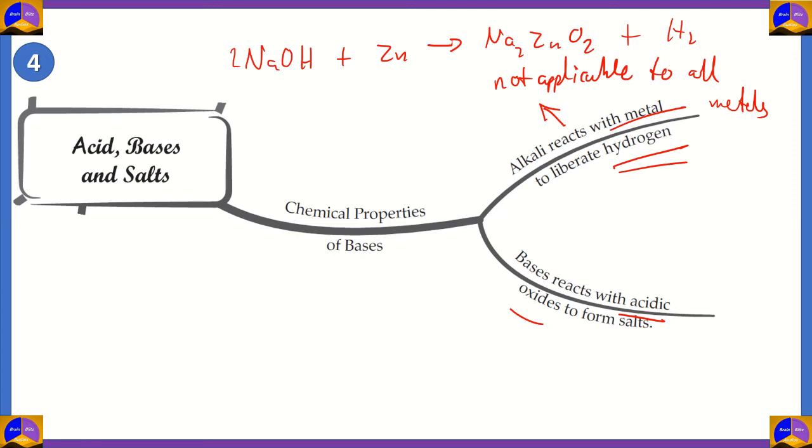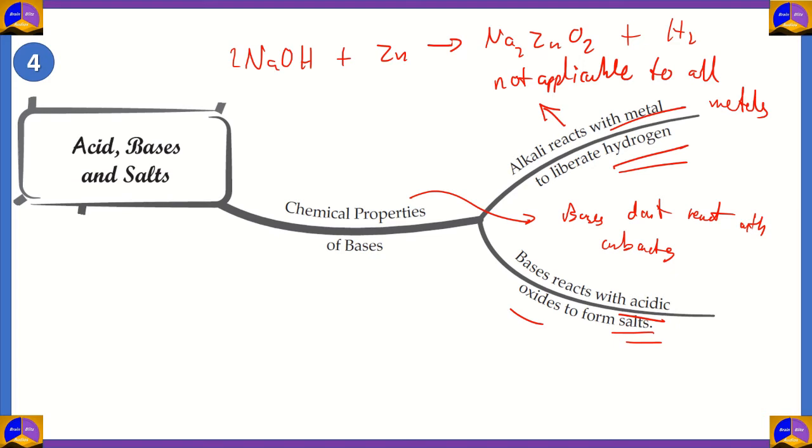And another important property is that bases react with acidic oxides and form salts. The important thing to note is that bases do not react with carbonates or hydrogen carbonates, because the carbonates or hydrogen carbonates of metals are usually basic, and so reacting a base with them would not give any appreciable result.